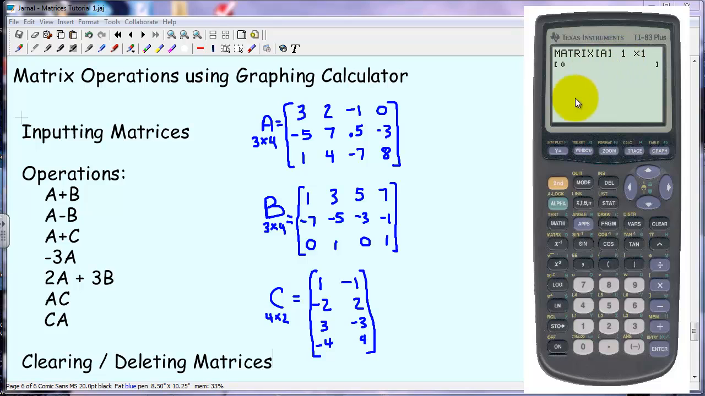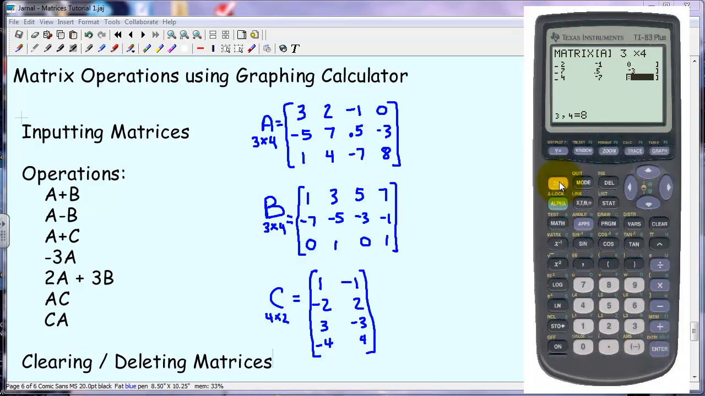I first have to input my dimensions so it knows how big it is. So I put over here matrix A as a 3 by 4. And we hit enter, and we're going to input the numbers. As we hit the enter key, we're going to go across in rows. So I'm going to enter 3, 2, negative 1, 0, negative 5. You'll see it scrolls over as we move across. Negative 0.5, and negative 3. Now we're on our last row, 1, 4, negative 7, and 8. And enter that last number.